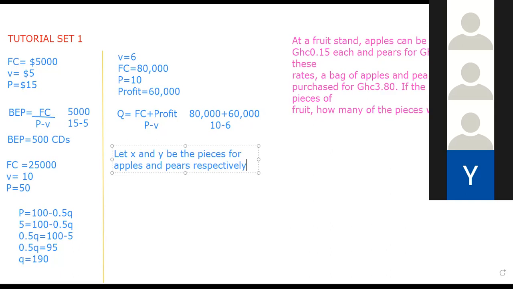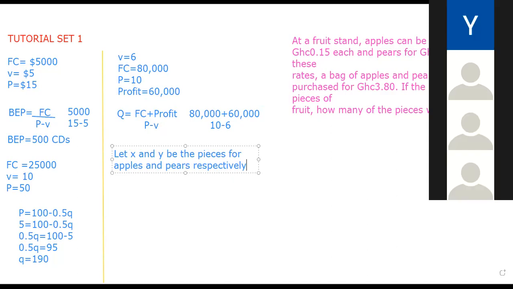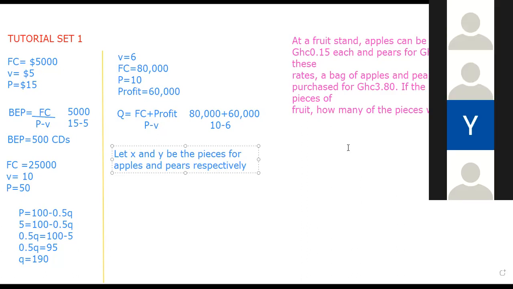Who can tell me how we can develop one of the equations? Yes, Yasmin. They said that if a bag contains 21 pieces of fruit, so that means X plus Y should give you 21. Exactly. They said the bag contains 21 pieces of fruit. Pears and apples are all fruits. So if the bag that was purchased contains 21 pieces of fruit, that means the number of pieces of apple plus the pieces of pear is equal to 21. That is very good. So we have X plus Y is equal to 21.